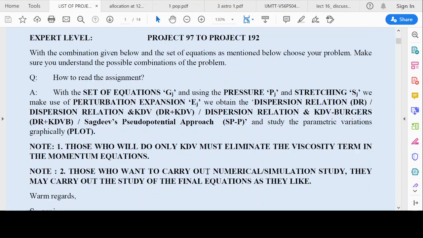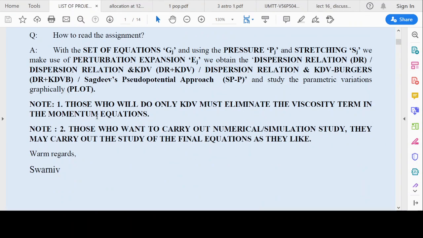Welcome to the problems once again, and remember one thing I have put here: those who will do only the KdV must eliminate the viscosity term in the momentum equations. For this condition, keep in mind note 1 and note 2. Those who want to carry out a numerical simulation study may carry out the study on the final equations as they like.